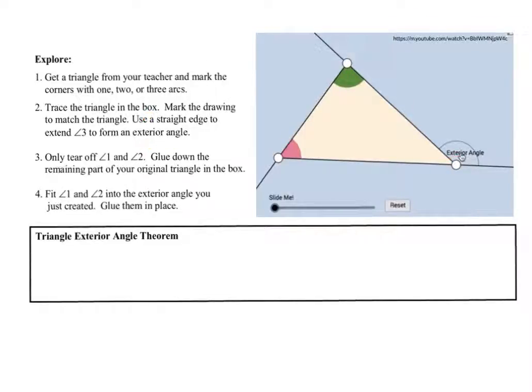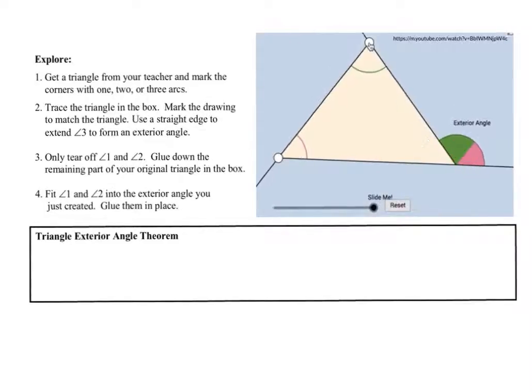And we already have an exterior angle, which is given to you by this extended side, and it's labeled exterior angle here. So what's going to happen is we're going to tear off angles 1 and 2. So this is angle 1, this is angle 2, and we're going to place them on the exterior angle. So let's watch this video to see what happens. Notice that this angle is going to come over here. This exterior angle is going to come down, and notice they fit exactly in the exterior angle.